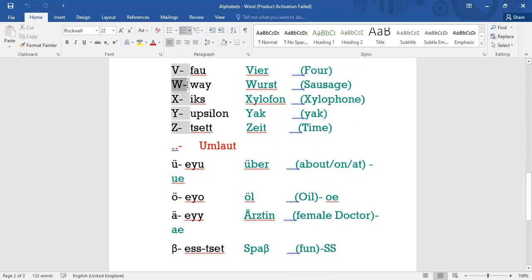Okay. Then we have W. W gives a sound of way. This is way, similar to the English verb. So Wurst. U gives a sound of oo. So this is not Wurst, this is Wurst. So this means sausage.